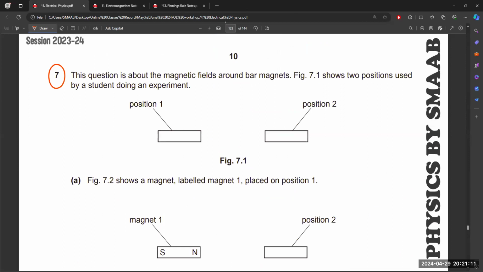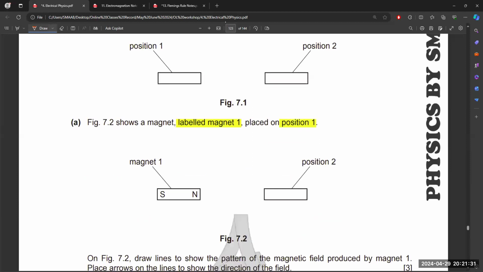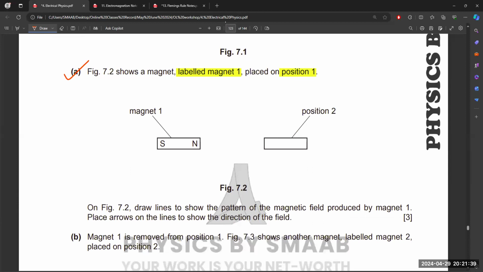This question is about the magnetic fields around the bar magnet. It shows two positions used by a student doing an experiment, position 1 and position 2. Figure 7.2 shows a magnet labeled magnet 1 placed on position 1. So magnet 1 is placed on position 1. Okay, we have south on left, north on right. Then we have position 2. On figure 7.2, draw lines to show the pattern of the magnetic field produced by magnet 1. Place arrows on the lines to show the direction of the field.